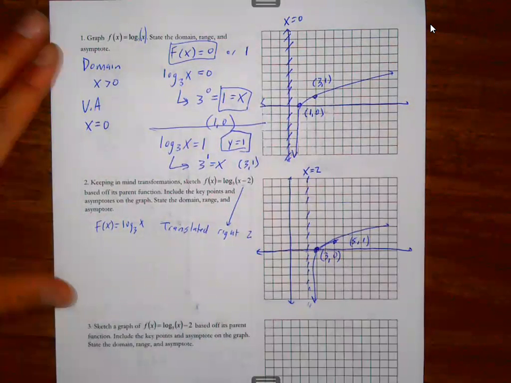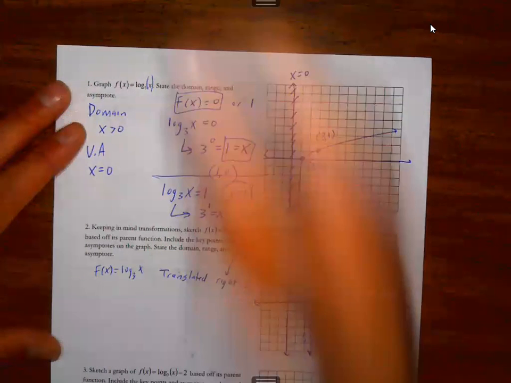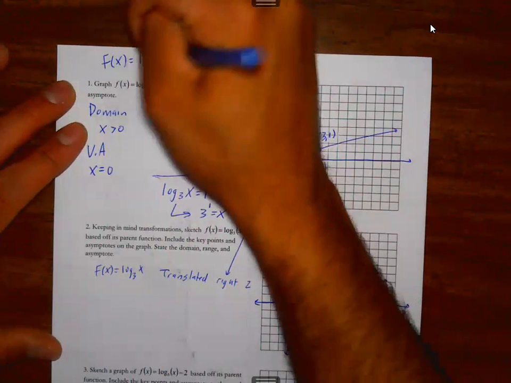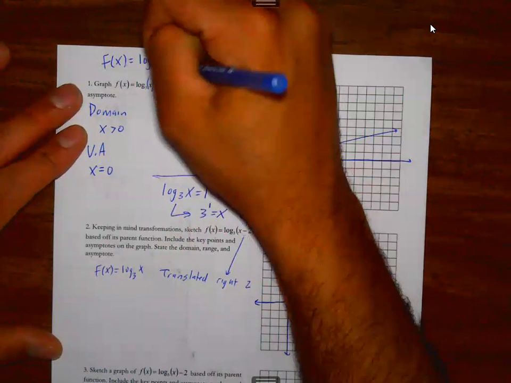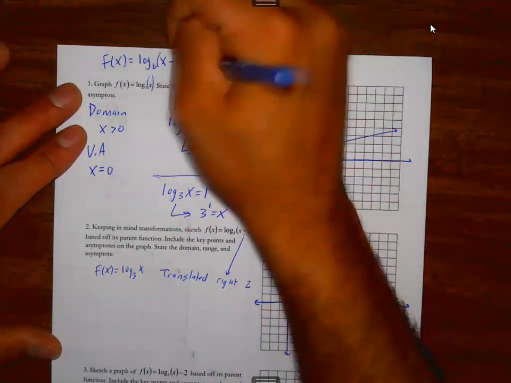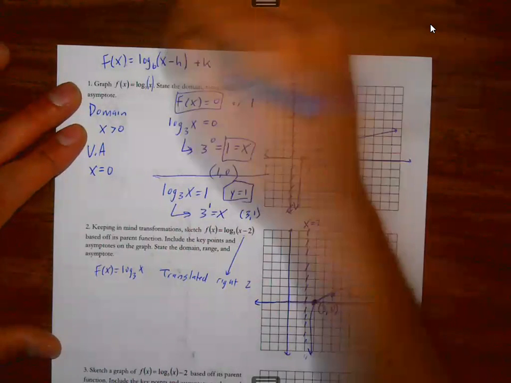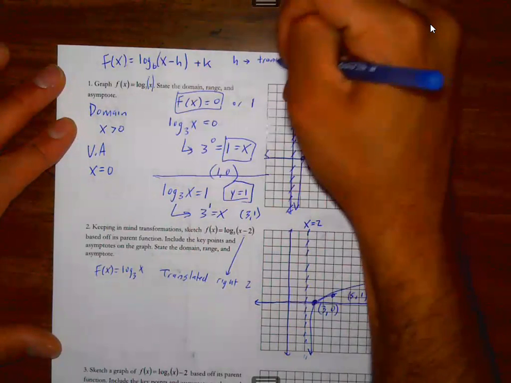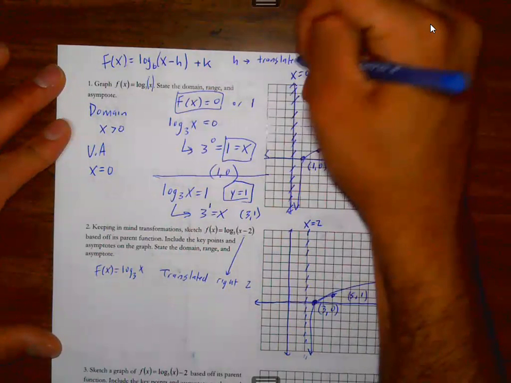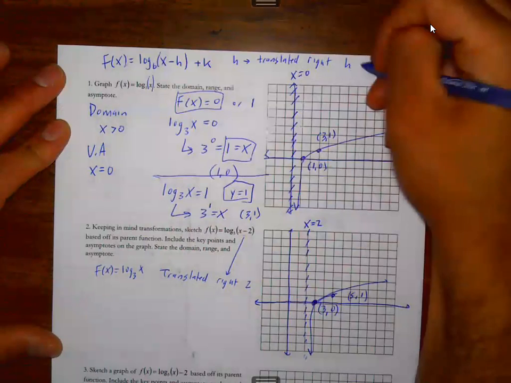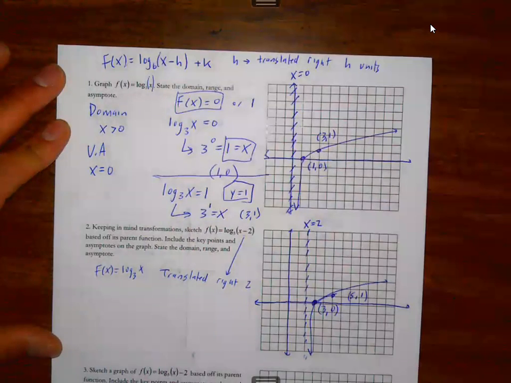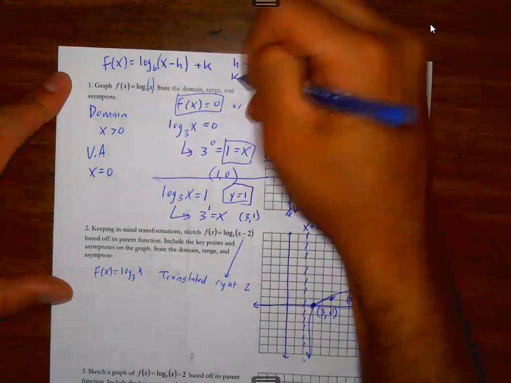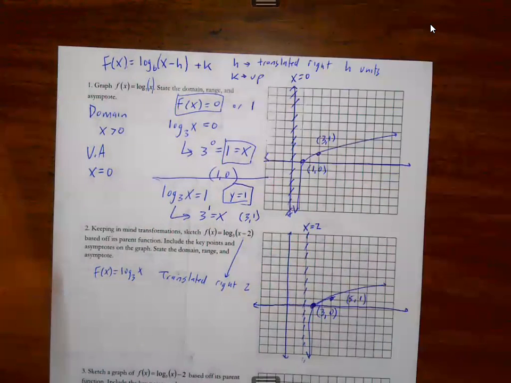So if you want to look, I'll write this on the top of the page. F of x equals the log, I'll just put b for any base, of x minus h, plus k. So h would be translated right h units. So since we were subtracting 2, we moved to the right 2 units. And k would be up k units.